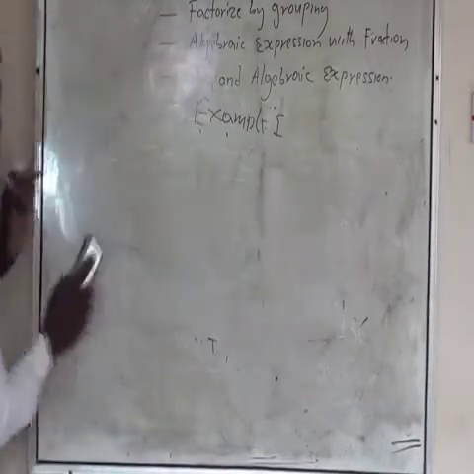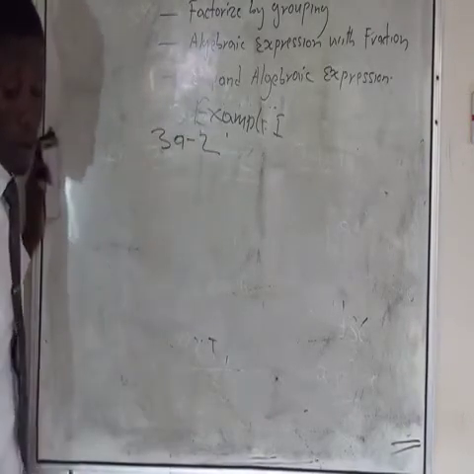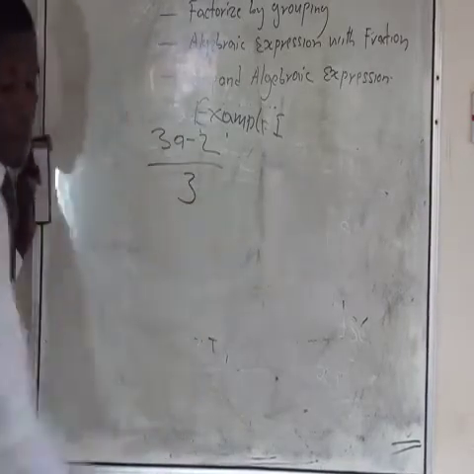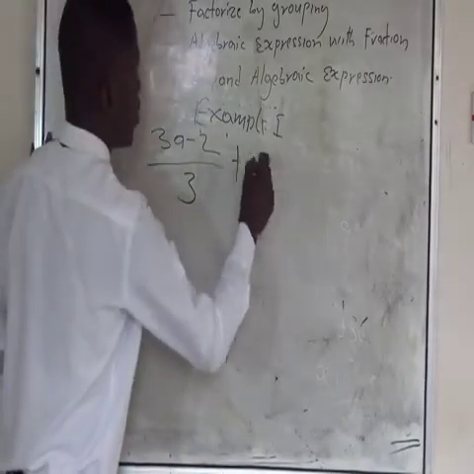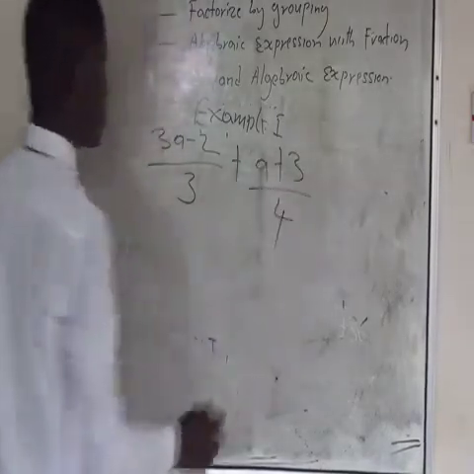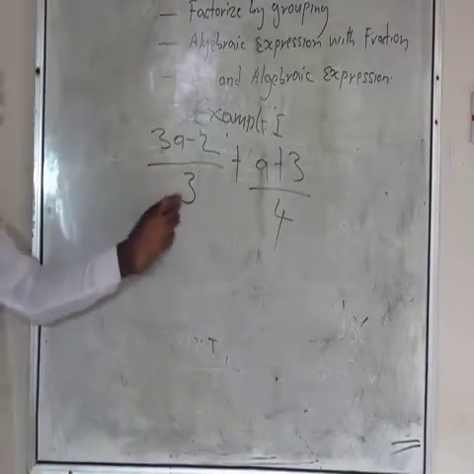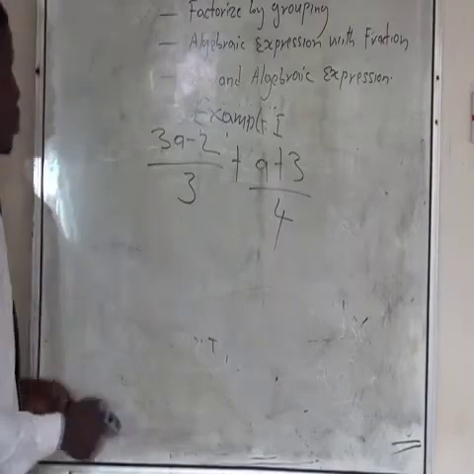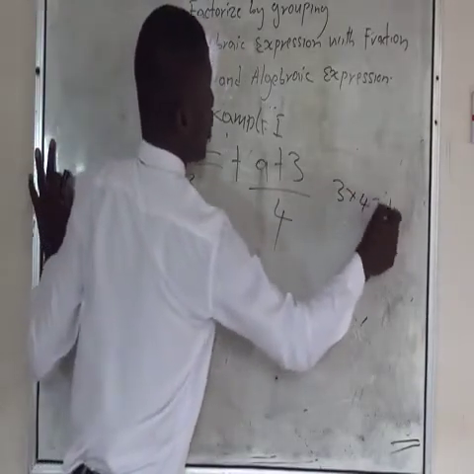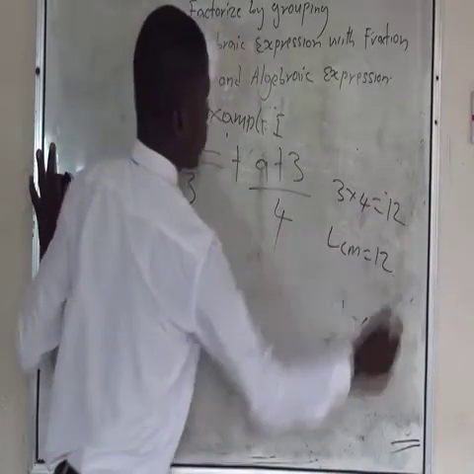Example 2. 3a minus 2 all over 3 plus a plus 3 all over 4. I'm going to find the LCM of the denominators. The LCM of the denominators is simply 3 times 4, which will give me 12. So the LCM is equal to 12.